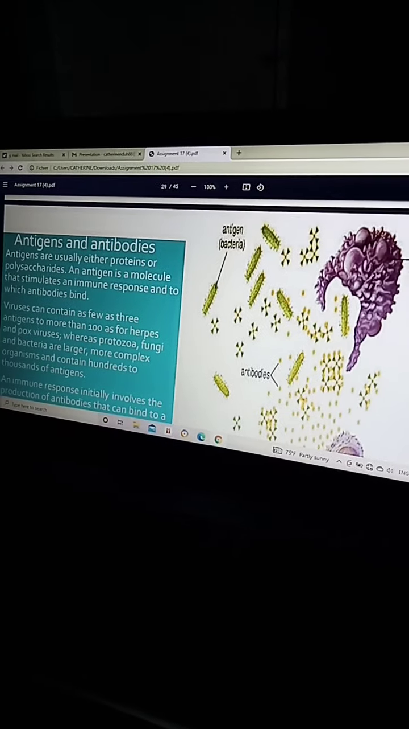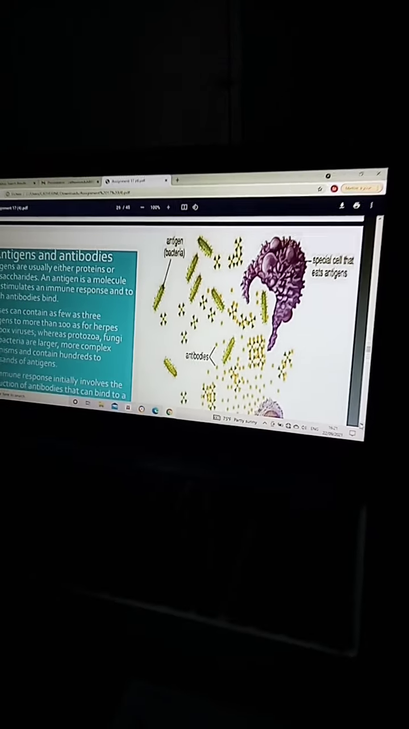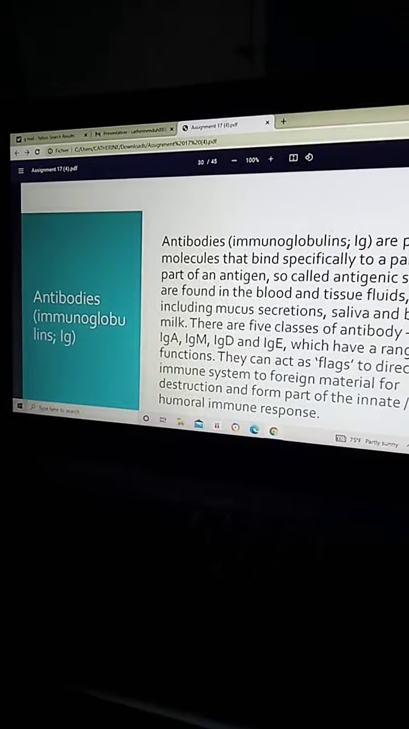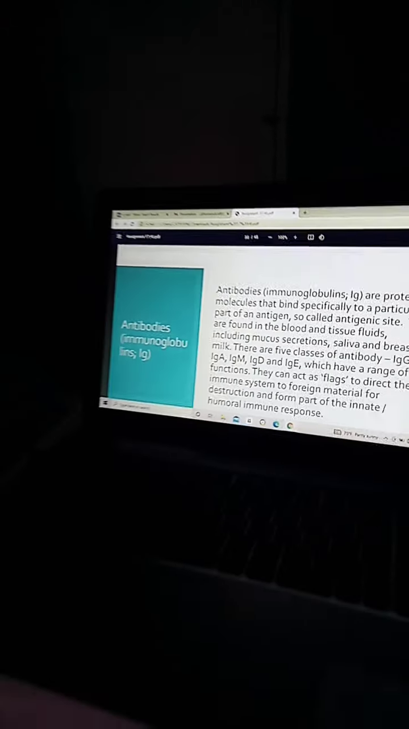Antigens and antibodies. Antigens are usually either proteins or polysaccharides. An antigen is a molecule that stimulates an immune response and to which antibodies bind, while antibodies are protein molecules that bind specifically to a particular part of an antigen, so-called antigenic sites. They are found in the blood and tissue fluid, including mucous secretions, saliva, and breast milk.